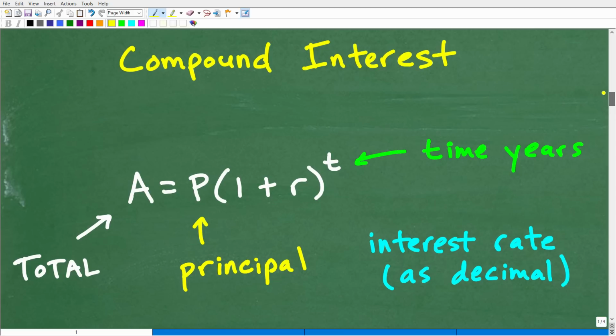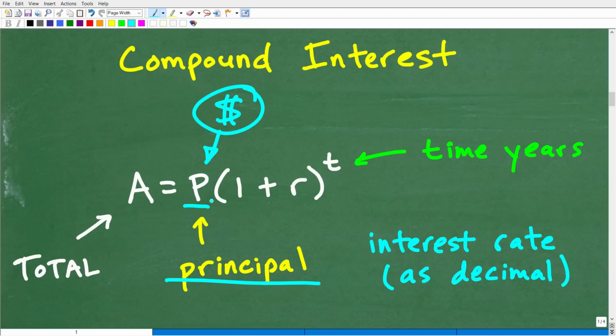All right, so this is the formula that we need to use. It's A is equal to P times parentheses 1 plus R to the T power. All right, so let me go ahead and explain this formula. Now, let's suppose we work real hard and we save up some money and we want to invest that money. Now, this starting amount is called the principal amount. And in this particular formula, that is the P, right? So our starting amount is the principal and that is the P.